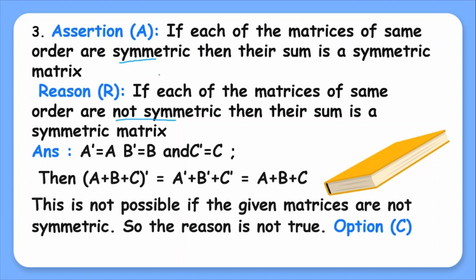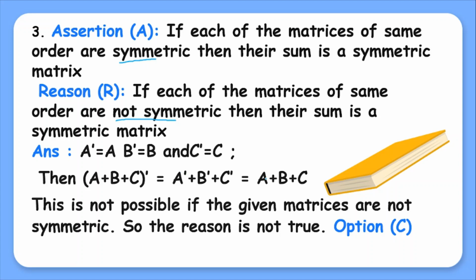It is symmetric means A dash will be A, B dash will be B, C dash will be C. They talk about the sum of the symmetric matrices. So first I will find the sum of the matrices, then its transpose. So A plus B plus C, the whole transpose, is A transpose plus B transpose plus C transpose. Already we said these are symmetric matrices.